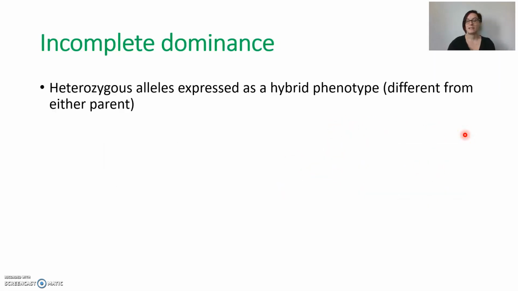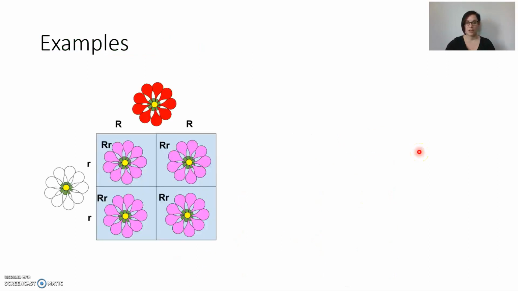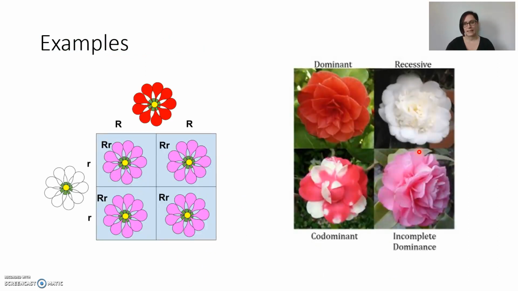All right, incomplete dominance is a different type again. We're looking at heterozygous alleles, but they are expressed as a hybrid phenotype. So that's different to codominance, where you see both of the phenotypes. Now we're actually going to combine them and get something that's different from the parent. So for example, in codominance, if we mix the blue person with the yellow person, we're going to get a mix of both. And the difference here is that the combined hybrid phenotype is going to come out in incomplete dominance. Very, very common in nature, particularly in flowers.